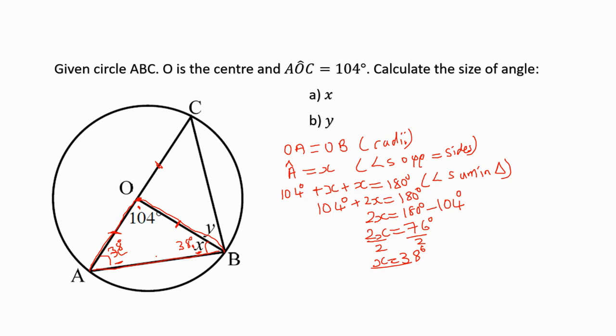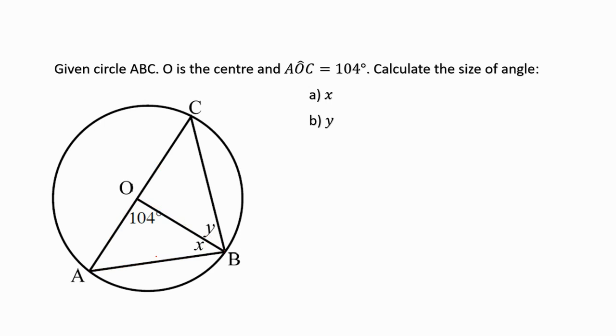Now we have x, right? The next part, we want to find y. We said x is 38 degrees. We managed to find that. This is also 38 degrees. So now, what can you say about angle ABC? What can you say? Angle ABC is 90 degrees. Do we agree? Why is it 90 degrees?